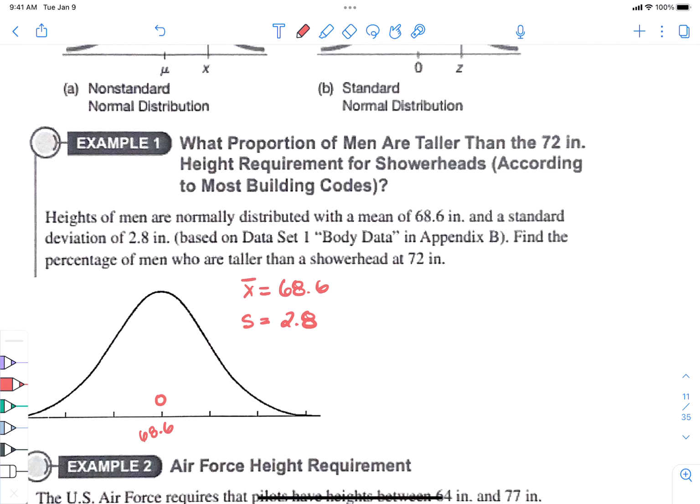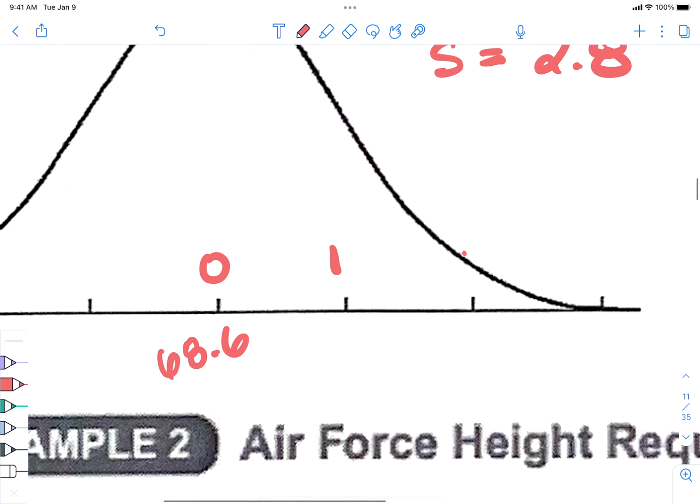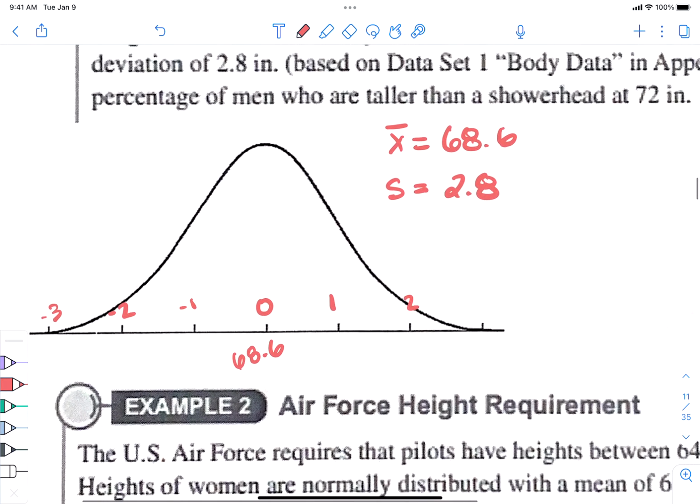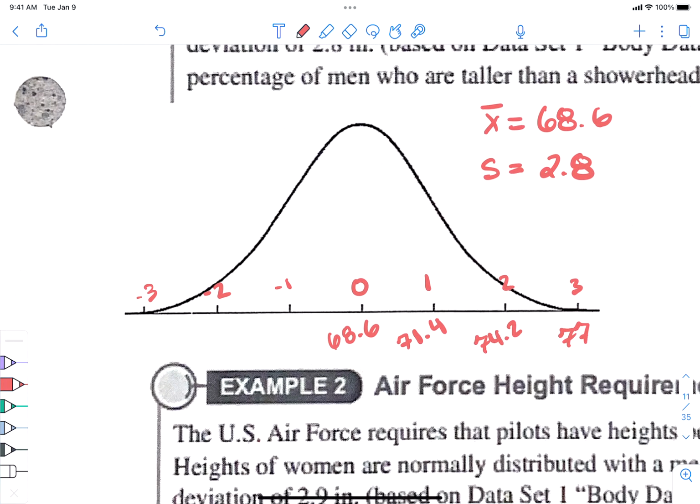I'm not going to fill out the bell curve. Can I get away with doing that? Okay, let's do it. 1, 2, 3, -1. Somebody add 2.8, 2.8, 2.8 for me. 71.4, 74.2, and 77. Okay, perfect. Subtract. Minus, minus, minus. 65.8, 63, 60.2.